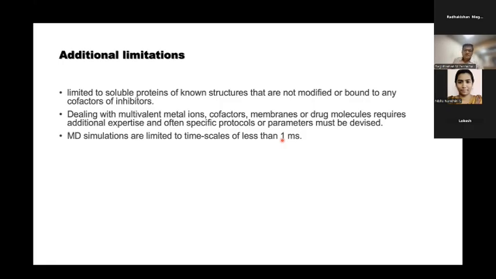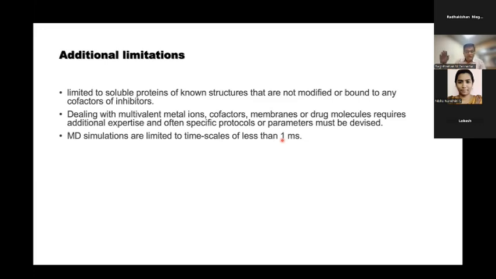Now you might ask, 1 millisecond is just a snap of a finger. How much time does it take? Well, the paradox is that in human time, 1 millisecond is a snap of a finger.